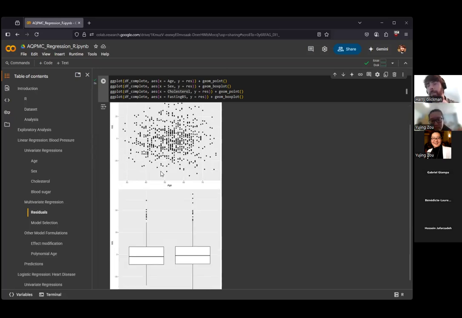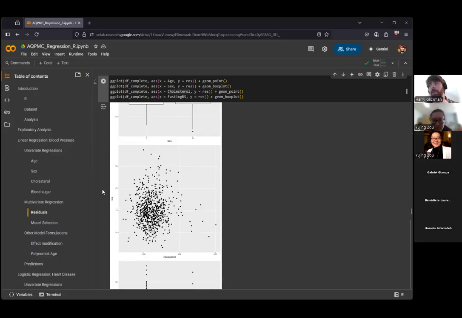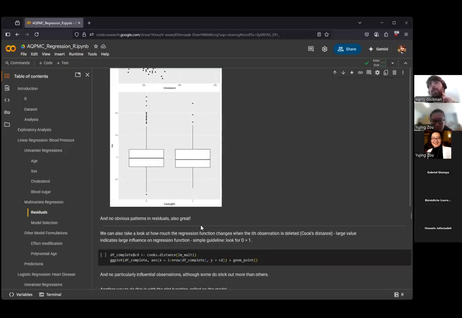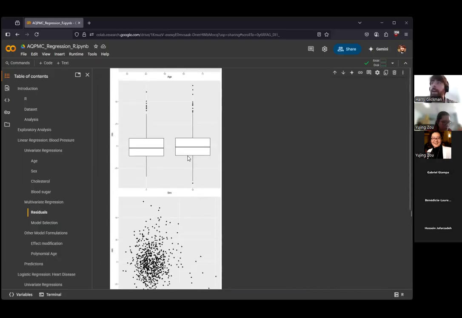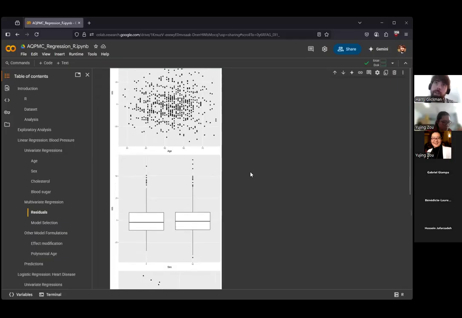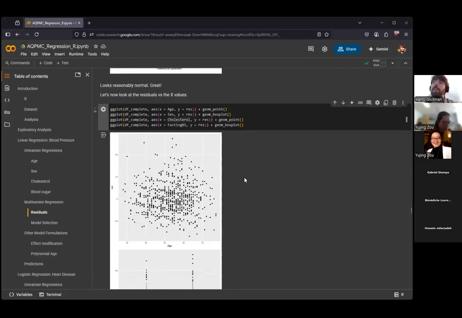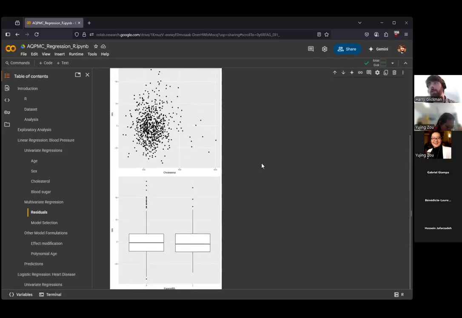This just looks random. There's no particular pattern for the residuals versus sex, or the residuals versus cholesterol, or the residuals versus fasting blood sugar. So we've checked those two assumptions now, and both are met. Our variance looks pretty constant across the range of our predictors, and there's no particular pattern, so it looks pretty linear. And as we checked before, the residuals look pretty normal. So this is how you check your assumptions for linear regression, and you should be doing this.